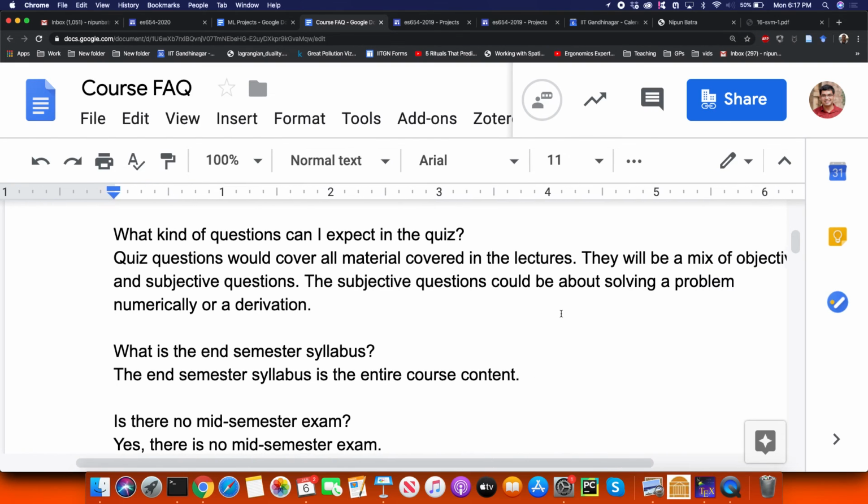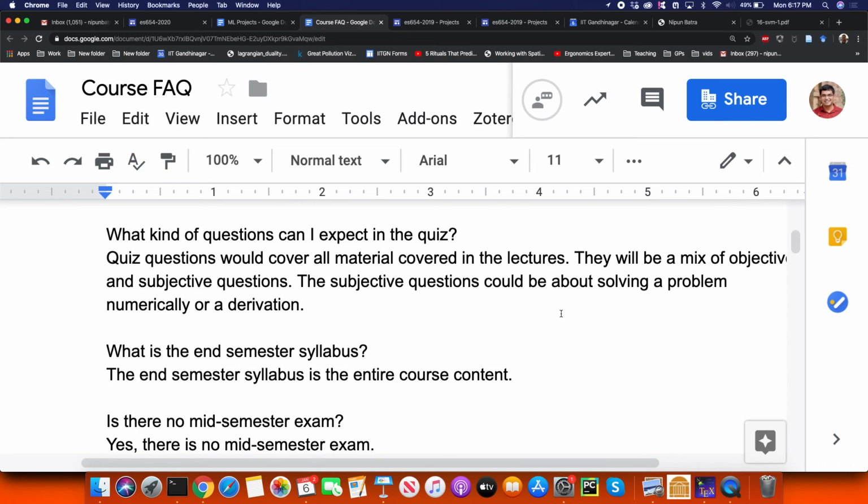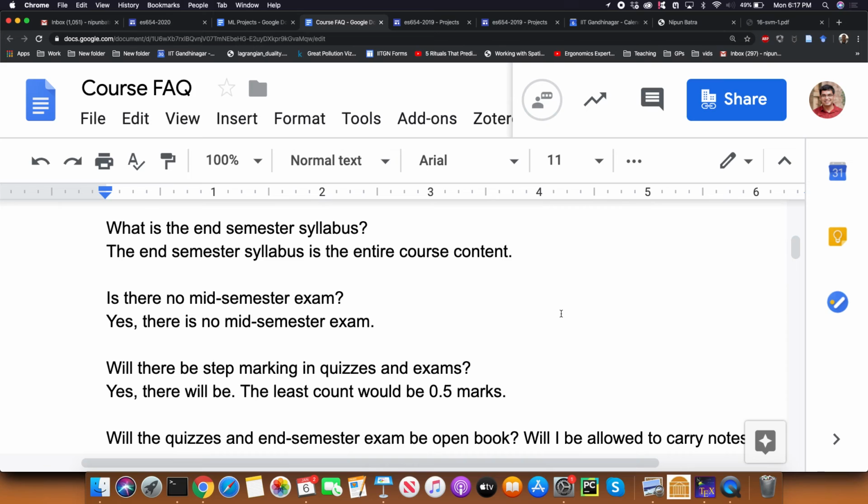You could expect questions covering all the aspects of material covered in the lecture. There will be a mix of objective questions and some subjective proof-like questions. The end semester syllabus would be the entire course content.